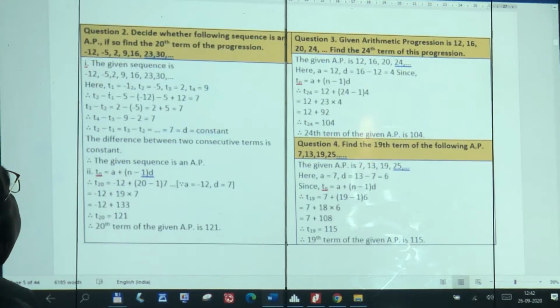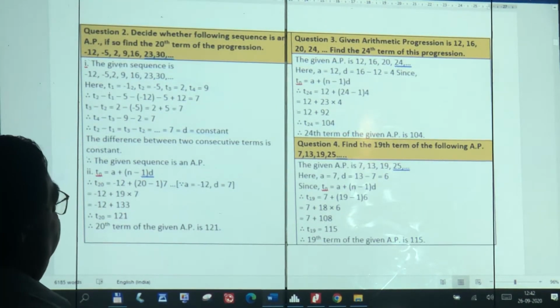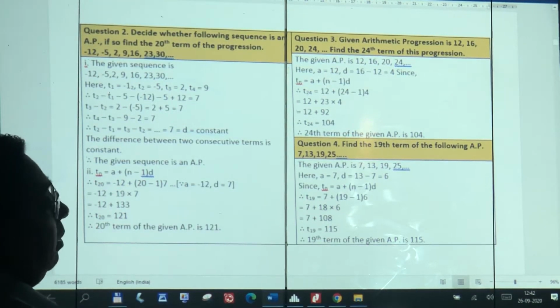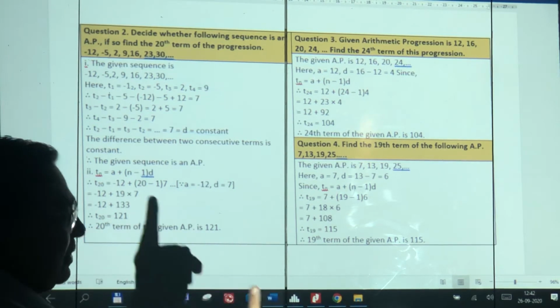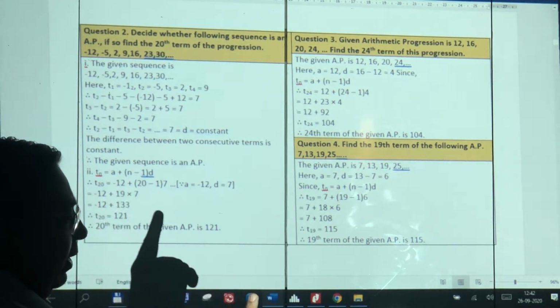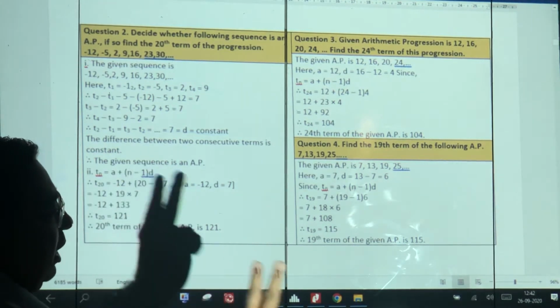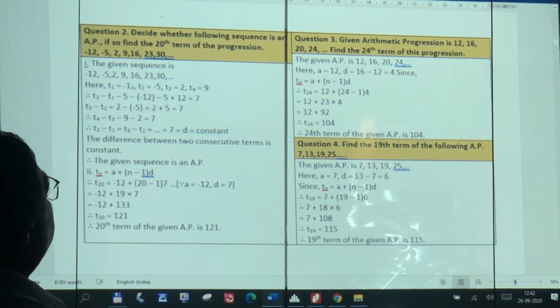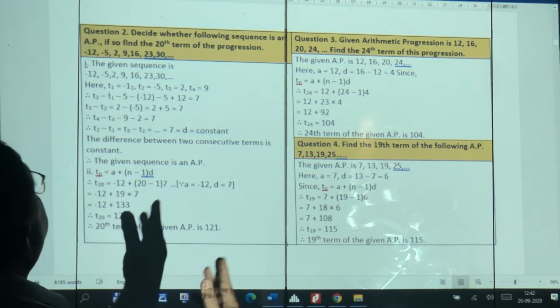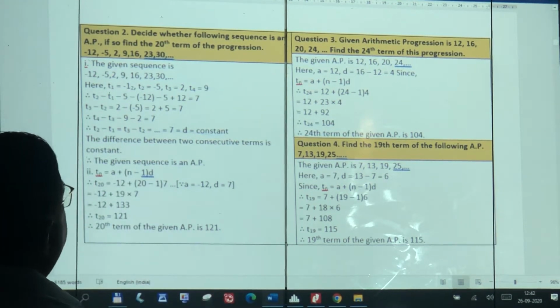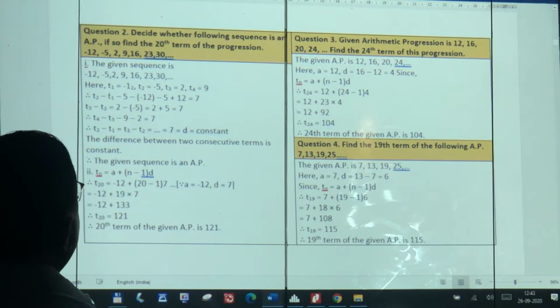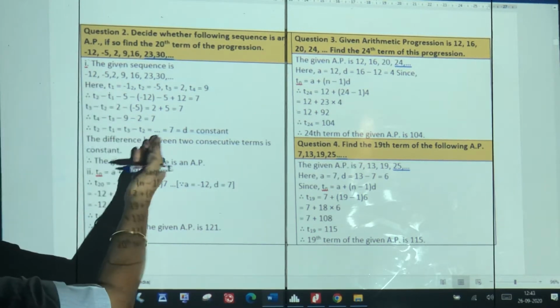We have to check first whether it is an AP. How do we check? Difference should be same. I remind you 101 times: if it is an AP, the difference between two consecutive terms cannot change. And then find the 20th term. Okay, good. So first we know how to do this. I've shown you how to find D.